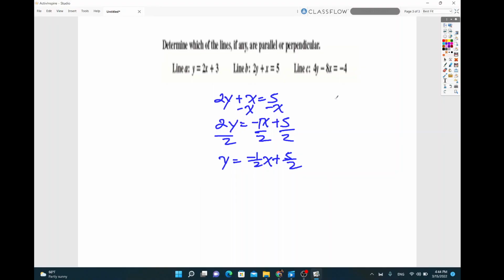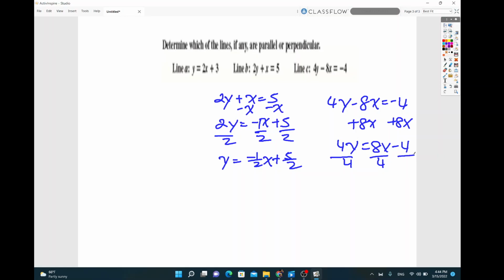And then for line C, similar. 4y minus 8x equals negative 4. Isolate y by itself, so add 8x on both sides. We get 4y equals 8x minus 4. Then divide by 4 on both sides. What we found here is y equals 2x minus 1.